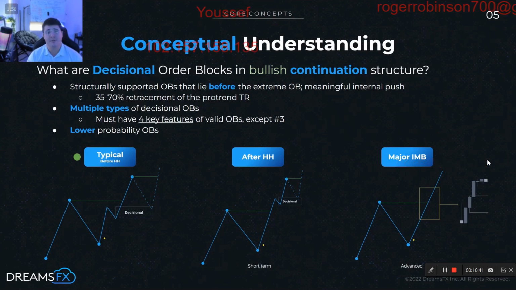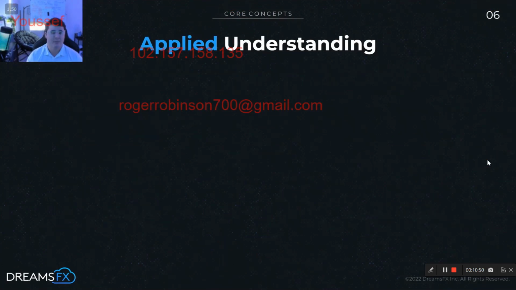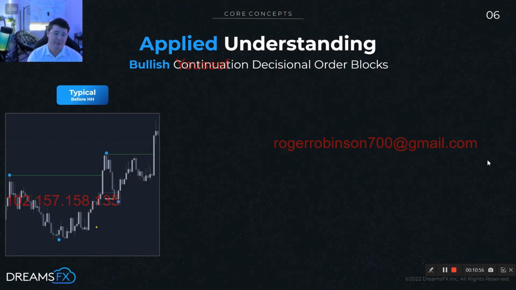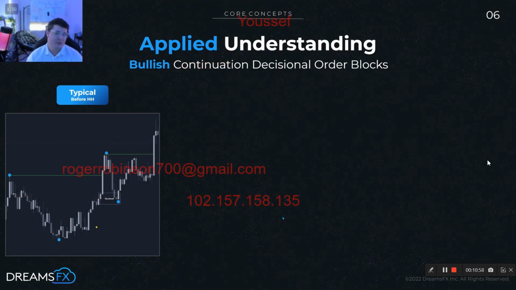So these are the three different types of decisionals in a bullish continuation structure, always identifying that single candle that caused the first or the second internal push that creates that new structure. Now let's apply these three types of bullish continuation decisional order blocks and see how they actually look from a chart perspective. So our typical decisional, what we always do is identify the structure first.